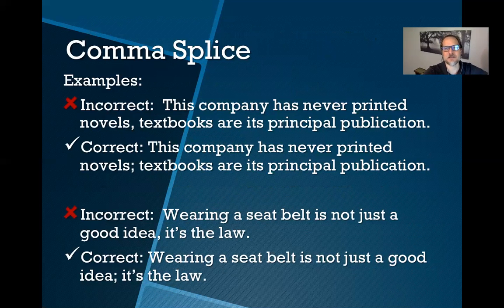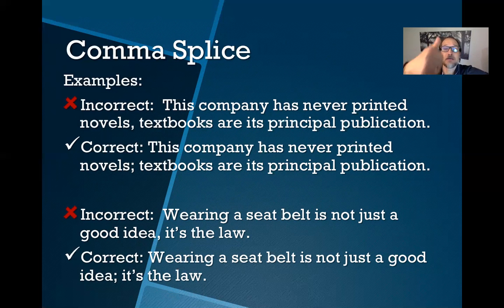Comma splice. Incorrect: This company has never printed novels, textbooks are its principal publication. Well, we got two independent clauses here, folks, right? This company has never printed novels. No, it's never printed novels. Textbooks are its principal publication. Yes, textbooks are its principal publication. So I put question marks on the end of both those that are independent clauses. They can stand alone. Therefore, I need a little more muster than a comma, and I certainly don't want to jam them together. Either one's wrong, so now what do I need?